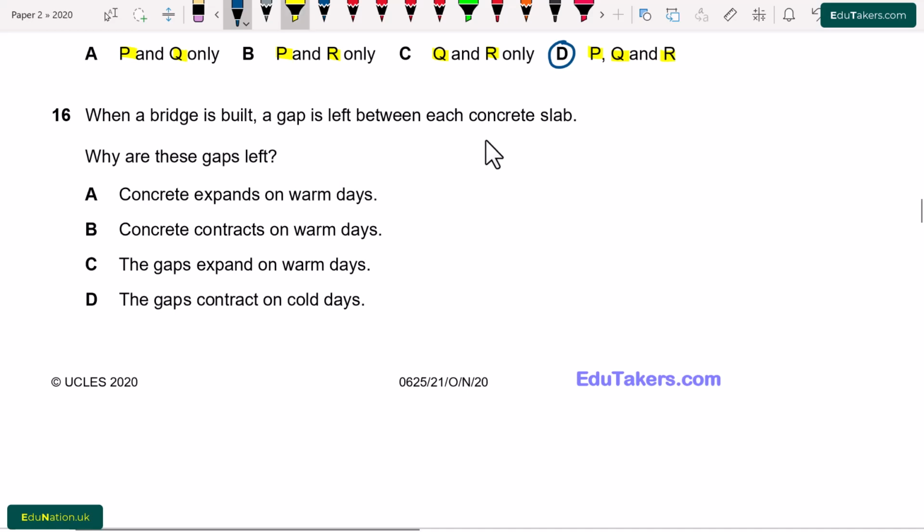Question number 16. When a bridge is built, a gap is left between each concrete slab. Why are these gaps left? So these gaps are left because the concrete expands on warm days. Option A is given. Concrete expands on warm days. B. Concrete contracts on warm days. C. The gap expands on warm days. D. The gaps contract on cool days. So from here option A is correct.